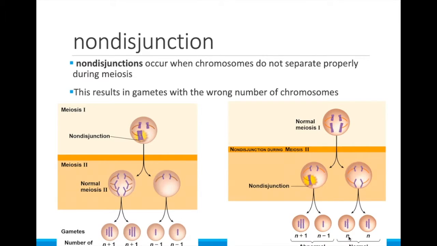So if you look at the bottom, you can see the gametes that result from these two cells. And when the non-disjunction happens in meiosis 1, all of the gametes have the wrong number of chromosomes. The ones on the left have 3, and these have 1, when they were supposed to all have 2. When it happens in meiosis 2, only 2 of the gametes have the wrong number. So we still have the possibility here of getting a normal chromosome number in the gametes, but there is a possibility of having one too many or one too few.